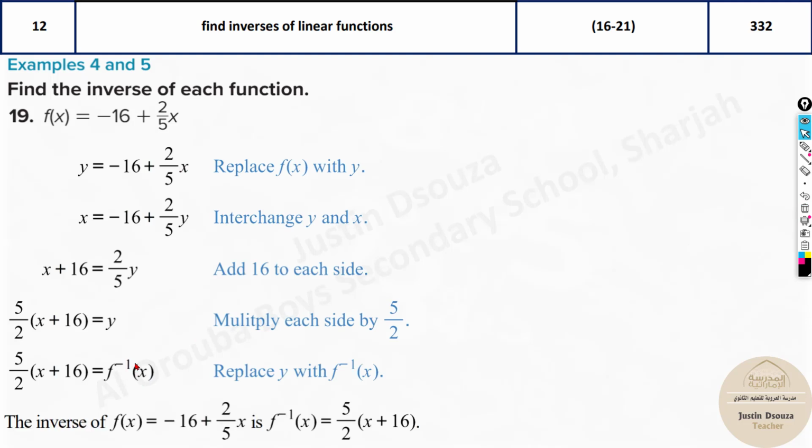Over here, what you can do is, I would personally prefer to keep this x term first, then write the numbers. So it will be x plus 16, and now this 5 goes up, 2 comes down. So it's 5 by 2, x plus 16. Let's check the answer. Yes, that's the answer. Direct inverse. Inverse means plus becomes minus. This 2 by 5 becomes 5 by 2, or multiplication becomes division.